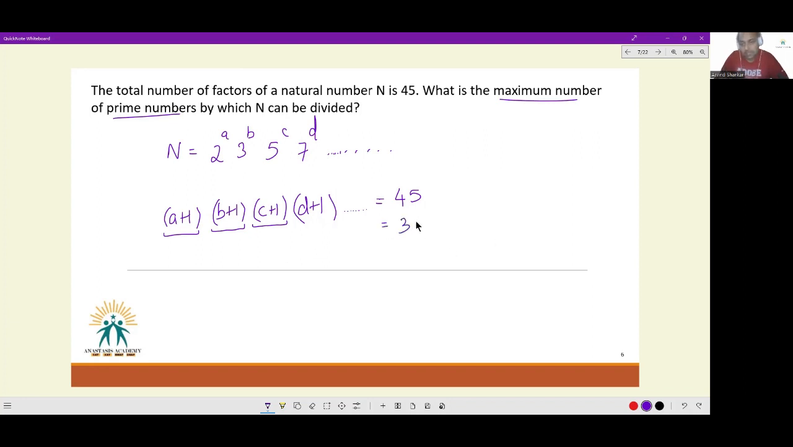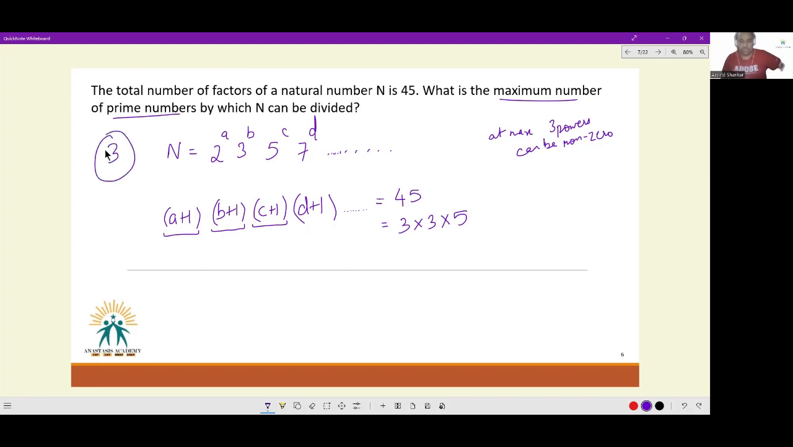I can break down 45, max, as 3 into 3 into 5. I have broken 45 down into prime factors, 3 into 3 into 5, which would imply one of these variables can take a value of 2, another can take a value of 2, another can take a value of 4, but beyond that, every other variable, every other A, B, C, D, E, F, G, H, however far you go, will have to take a value of 0, which is to say, at max, 3 powers can be non-zero. So what is the maximum number of prime numbers by which n can be divided? The answer to the question is 3.